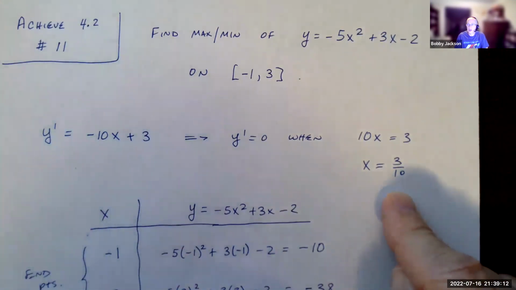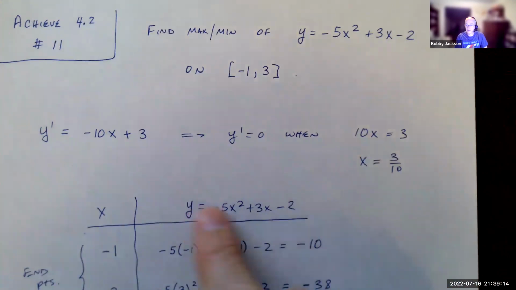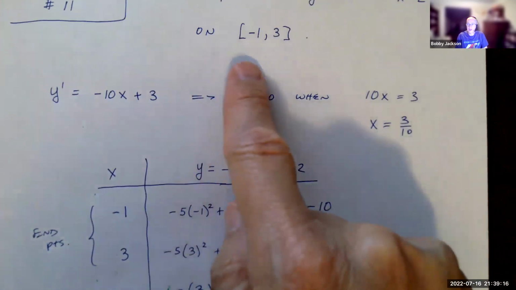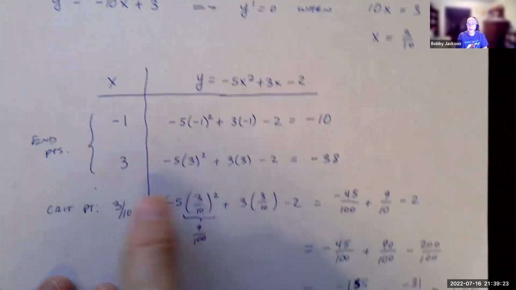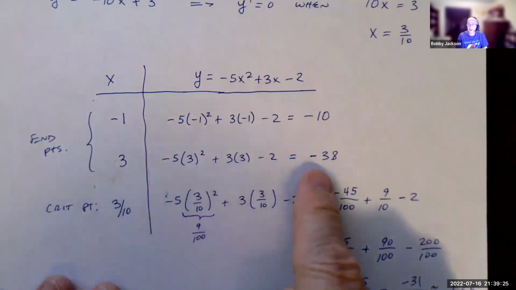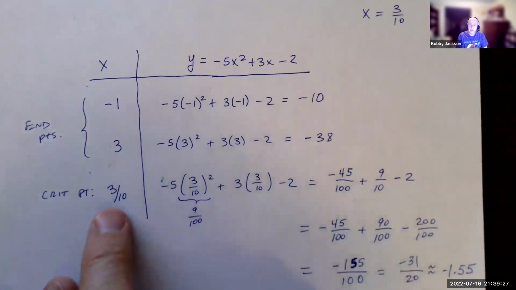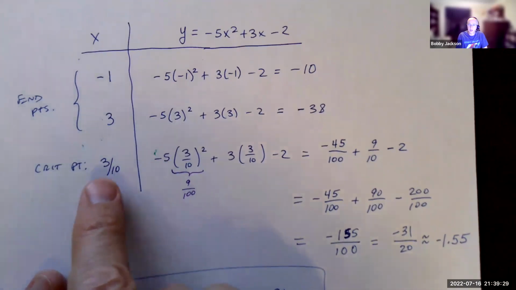Okay, so we're going to check the original function, right? The original function at these endpoints, -1 and 3, and at this critical point 3/10. So if I plug in at -1, I get -10. If I plug in at 3, I get -38. And if I plug in at 3/10, we do want to give the exact value.